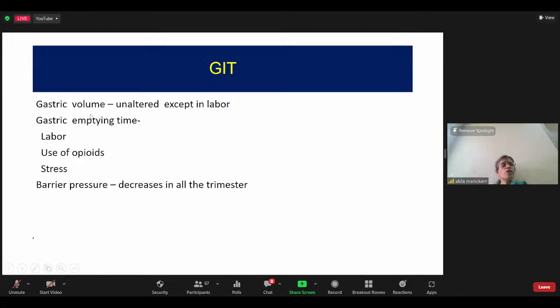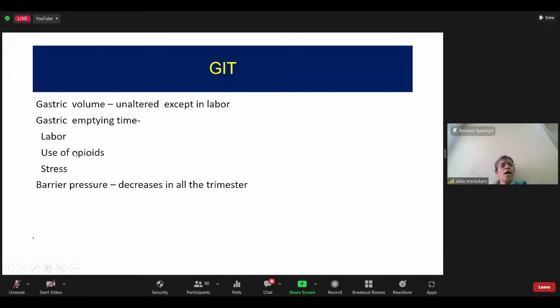So when you look at the gastric volume, the volume of acid that is secreted in response to gastrin is not altered during pregnancy, but during labor the volume can be more because of the pain and the sympathetic response. The next thing is your emptying time. Your emptying time also gets prolonged only during labor. Use of opioids, which can be intravenous opioids or neuraxial opioids, and stress, all these things can delay your gastric emptying time.